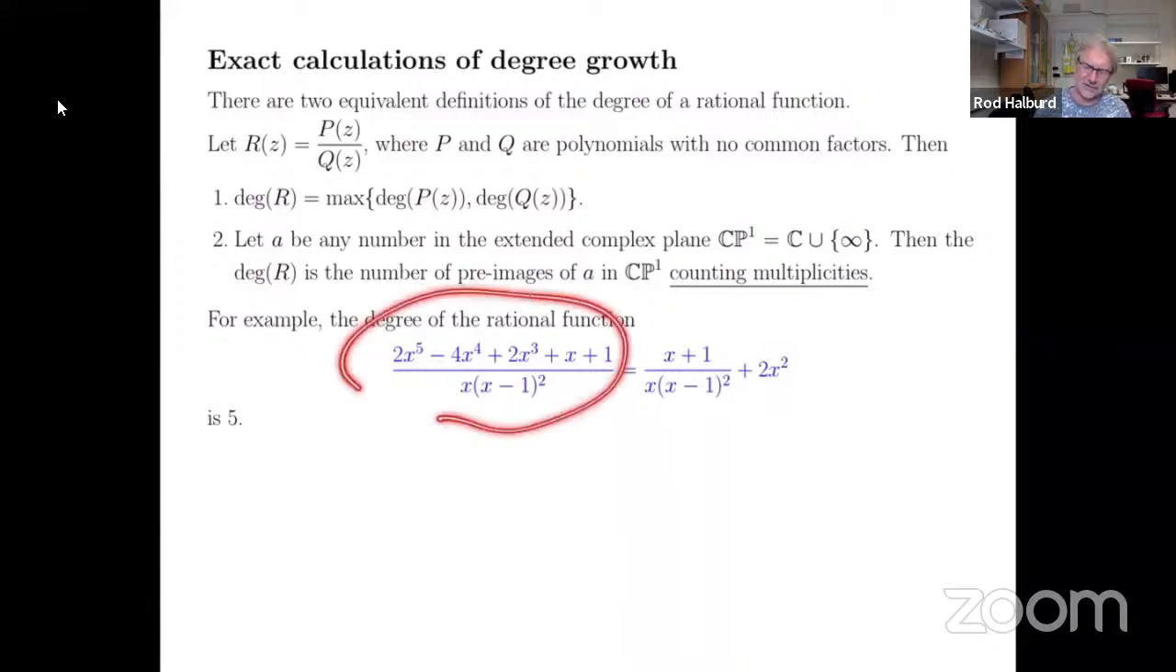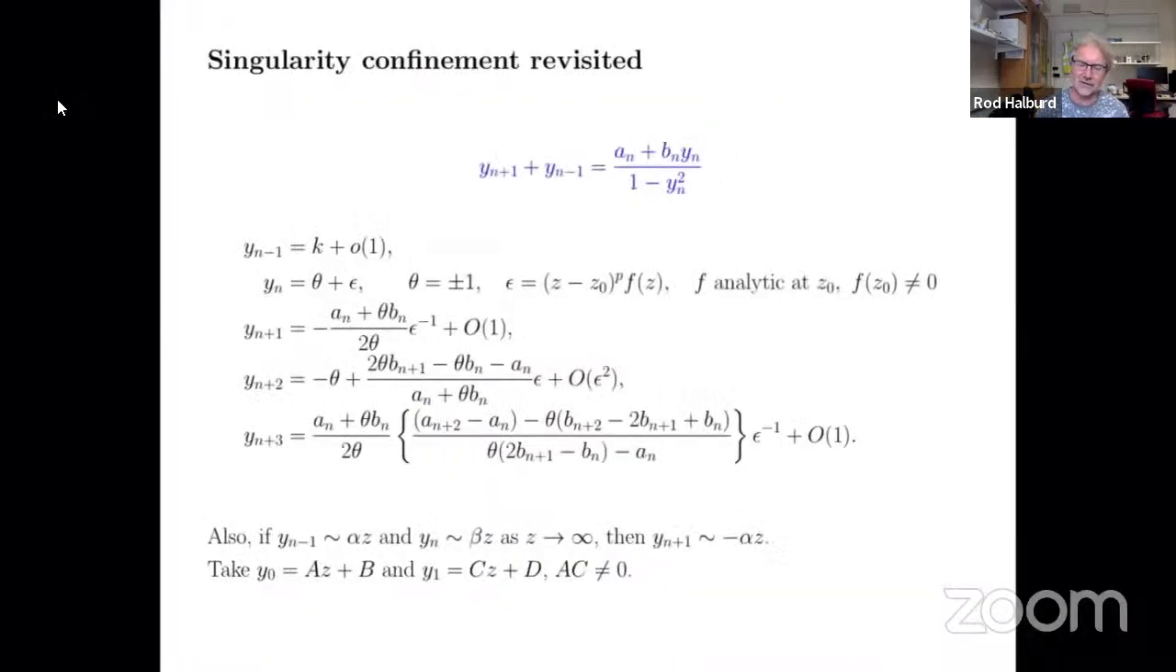So, for example, if I take this thing, it's obviously of degree 5, because that's the maximum of the degree of the two polynomials. But if I expand it out like this and look at the pre-images of infinity, and you can also see the number of pre-images of 0 would be 5, but for infinity, here I have a simple pre-image of infinity when x is 0. When x is 1, that's also a pre-image of infinity, but it is to the power 2, so it's counted twice. And similarly, infinity is a pre-image of infinity, again of multiplicity 2, so 1 plus 2 plus 2 is 5. Okay, so we have these two ways of calculating degrees.